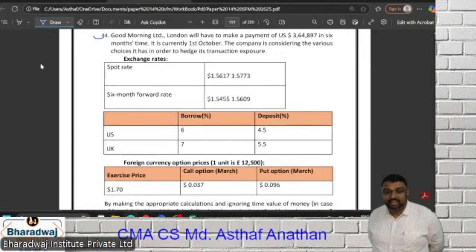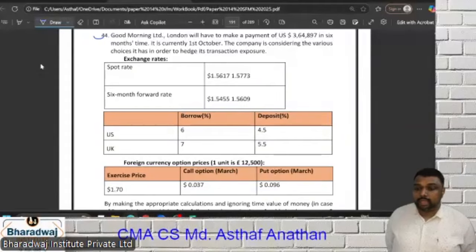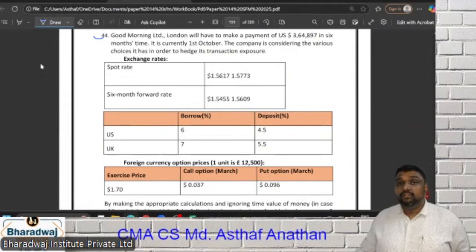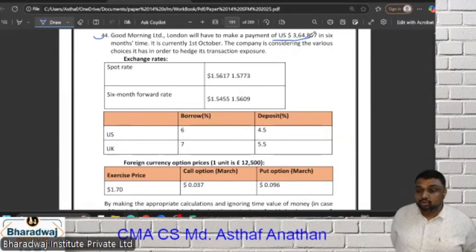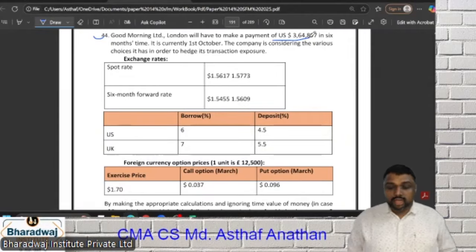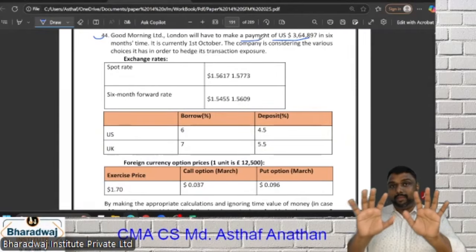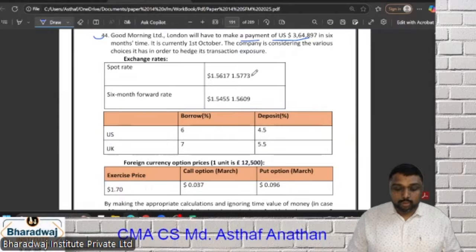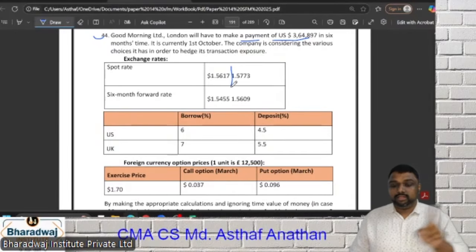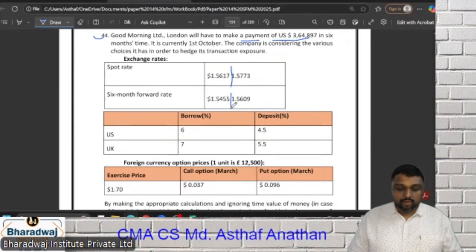Good Morning Limited, London has to make a payment in US dollars. So we'll go very fast. You might have been going through this question already. Since it is a revision session, we'll go to the point. See, you have to make a payment, so it is clearly a payable. The spot rate is given. They have given two rates, so you can understand this is one rate and this is the other rate, and the forward rate is also given.